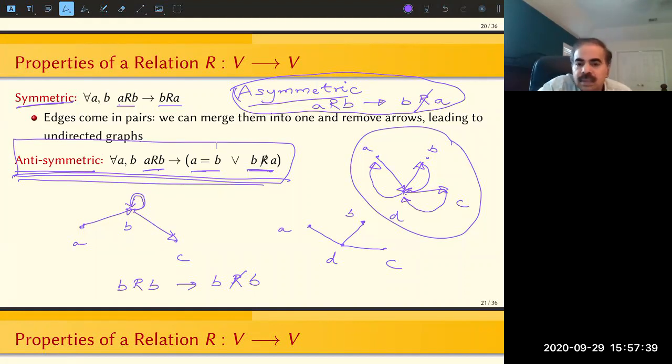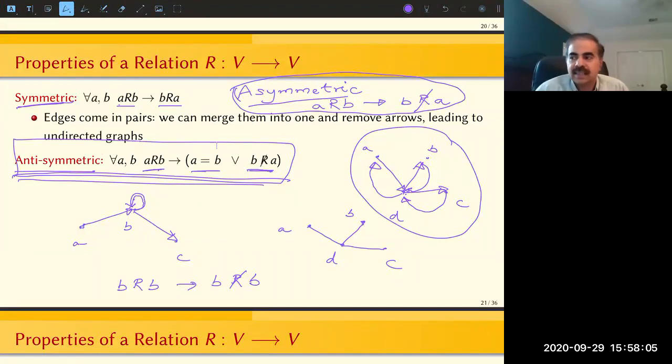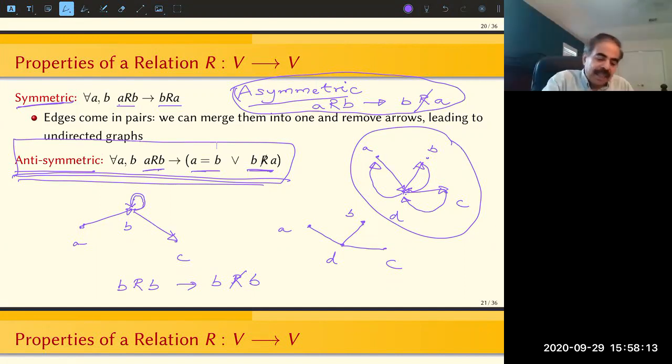So can you think of a relationship that we use in our math every day that has the antisymmetric property? Some relationship that we use every day. Greater than? Sorry? Greater than? Can you be more precise? Like if A is greater than B, then B is not greater than A. Right, but the antisymmetry relation.